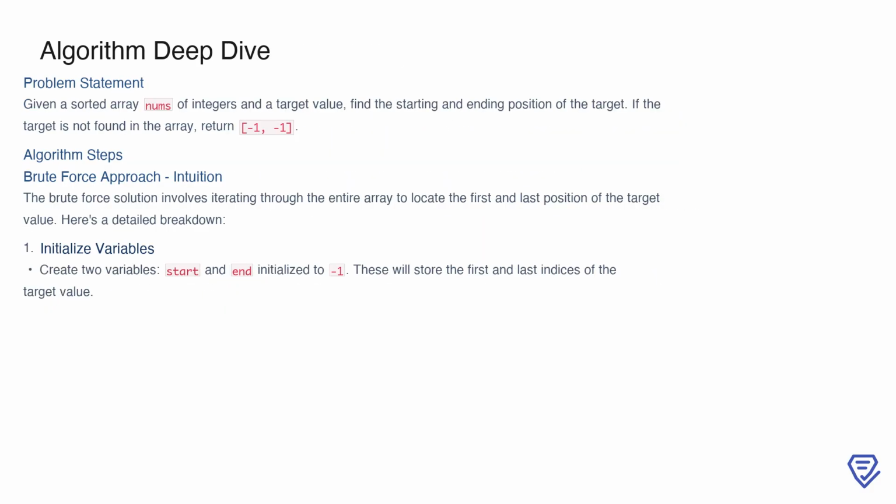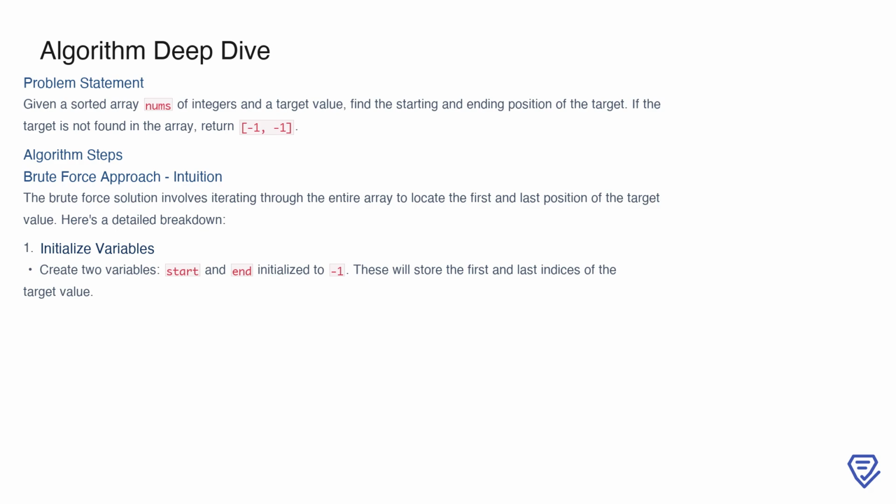To start, the problem requires us to find the starting and ending positions of a target value within a sorted array. If the target is not present, we need to return -1, -1. Let's consider the brute force approach to solve this. First, we initialize two variables, start and end, both set to -1. These will store the indices of the first and last occurrences of the target value.